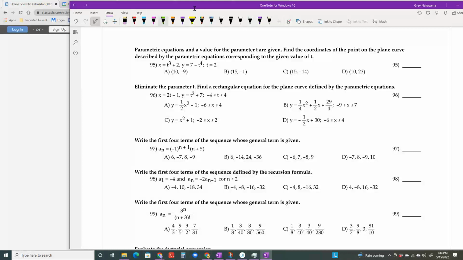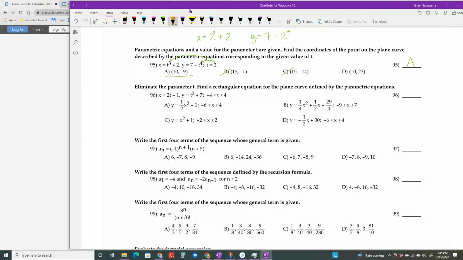We just have to find the coordinates of the point. So that means I'm taking t and I'm going to plug it in. So x equals 2 cubed plus 2. 2 cubed is 8. 8 plus 2 is 10. That doesn't have 10. Then I've got to find y, and y is 7 minus 2 to the 4th, which is 16, and 7 minus 16 is negative 9. So my answer is A.